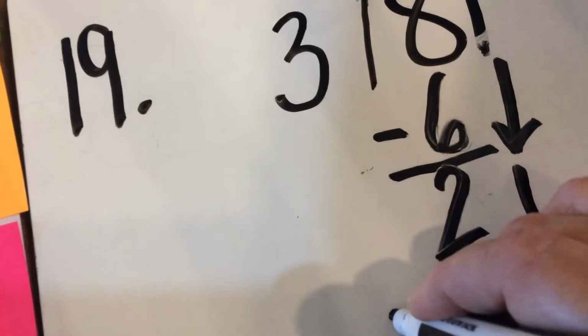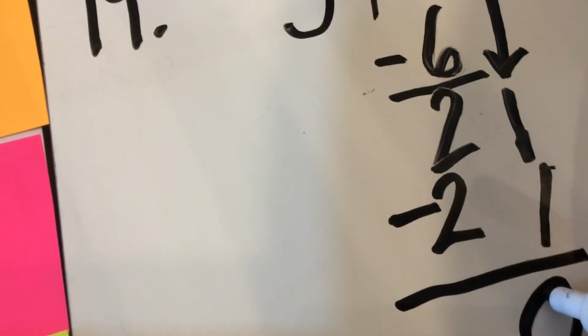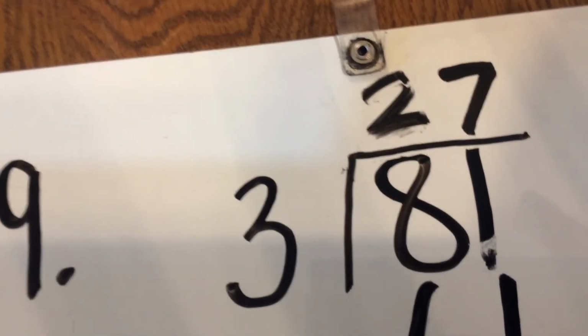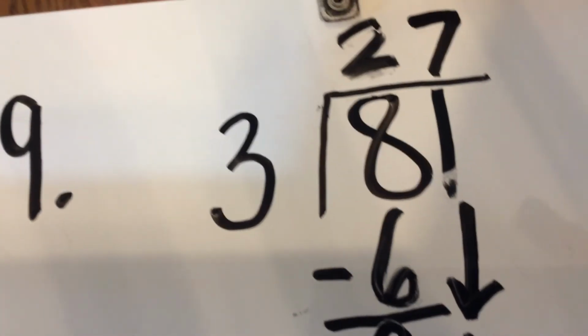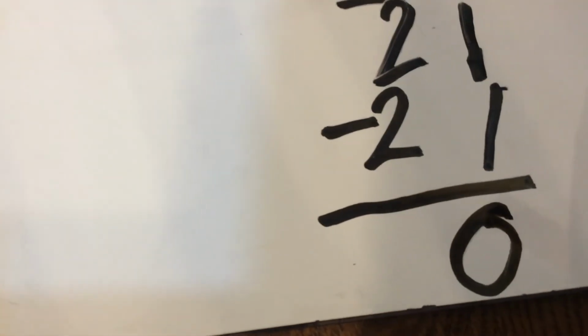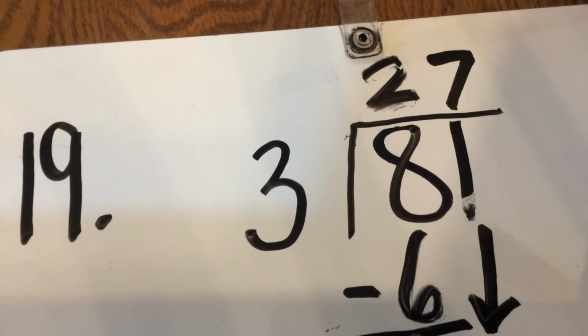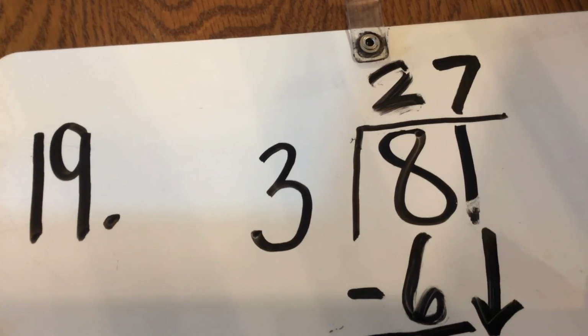And then subtract is our 3rd step. 21, take away 21 is 0. 4th step, bring down, but there's nothing else to bring down. So we're finished. And our answer came out to 0, so we don't have anything left over. So our answer is 27. And that is your number 19 on today's homework.